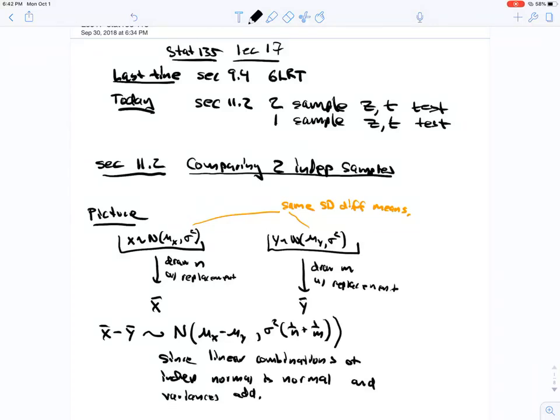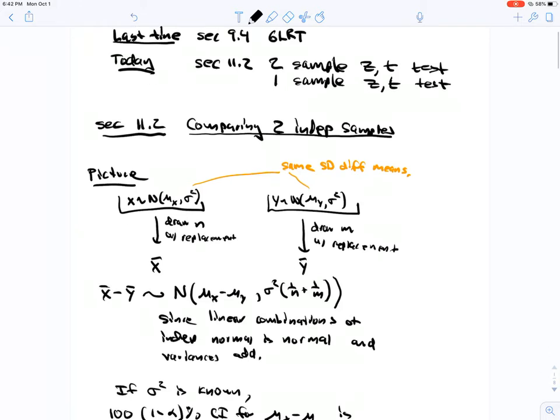Hello, it's Stat135, Lecture 17. Last time we did section 9.4, the generalized linear ratio test. Today we're going to do section 11.2, 1 and 2 sample Z and T test. This material is not covered on the midterm.